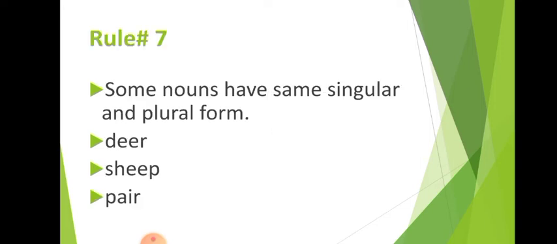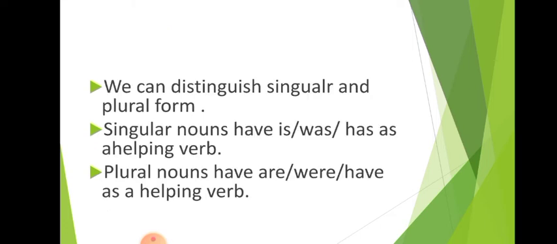Rule number 7. Some nouns have the same singular and plural form. For example, deer, sheep, fish. So we use the same word in singular and plural form. Deer can be used in singular form and also in plural form. We can distinguish singular and plural form.